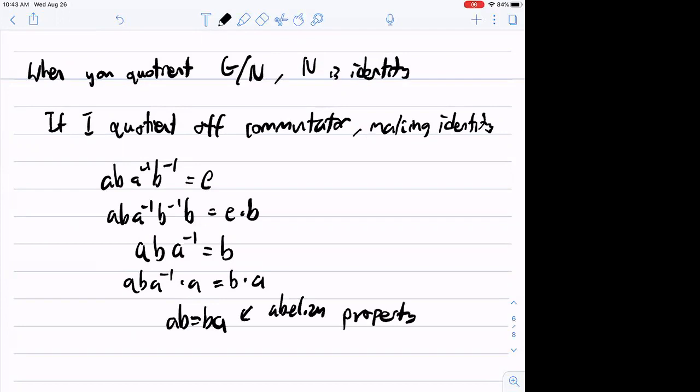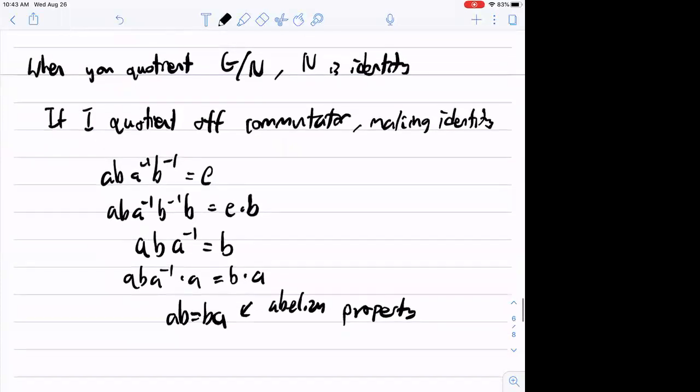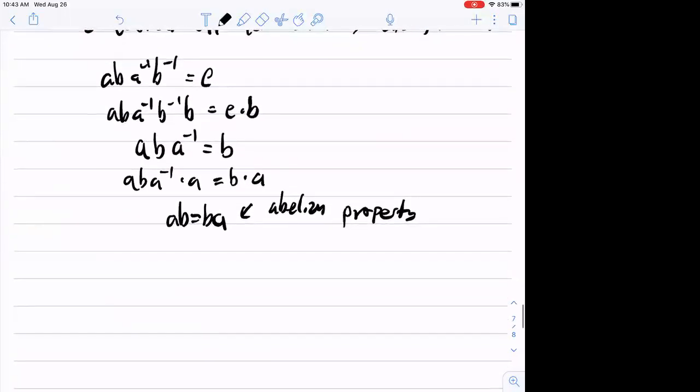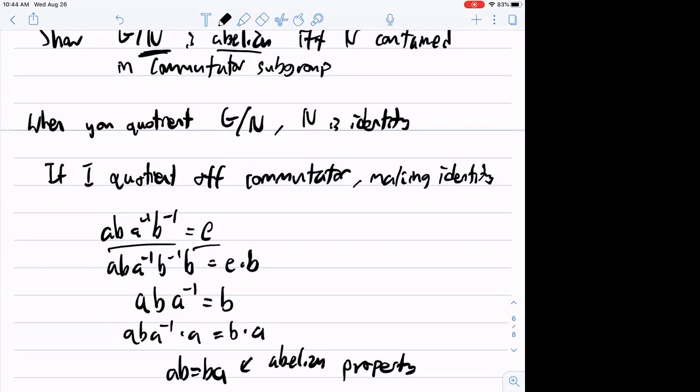Of course, you need capital N's here, because it's on the level of cosets. But this is the idea: if you quotient off by anything in the commutator, or a subgroup of the commutator, it becomes abelian by definition because you're setting it to be the identity. So I'll just write idea. The notation is not correct because we're working with cosets.